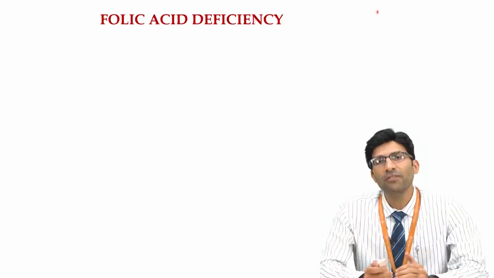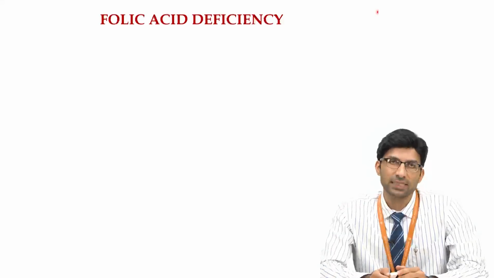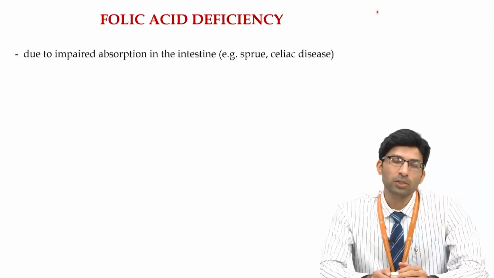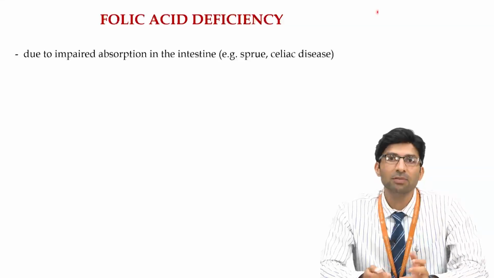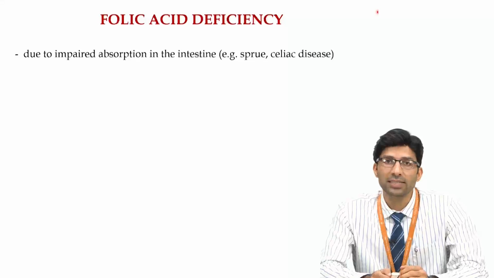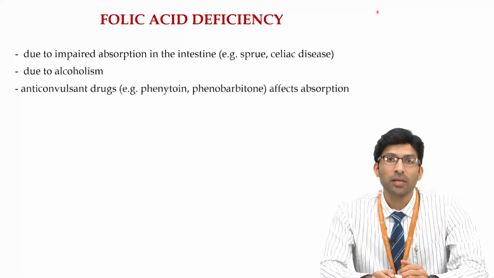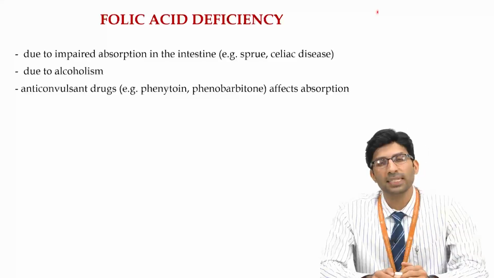So, what different factors can cause folic acid deficiency? First, it can be due to impairment in the absorption of folic acid in the intestine, like some of the diseases like sprue or celiac disease. It can also happen in alcoholism, as alcohol affects folic acid absorption. As I was talking in the beginning, some of the drugs in the GIT can affect the absorption, like anticonvulsant drugs like phenobarbital. It can affect the absorption of folic acid in the intestine.